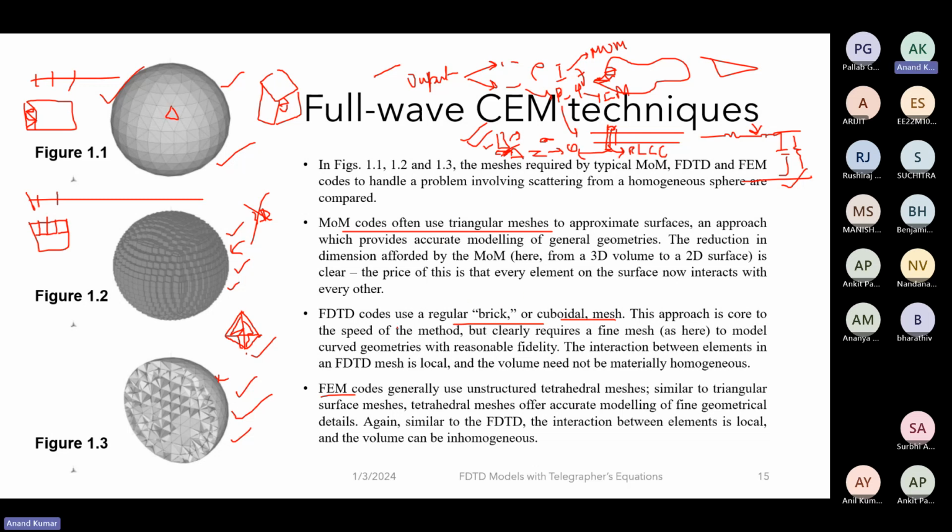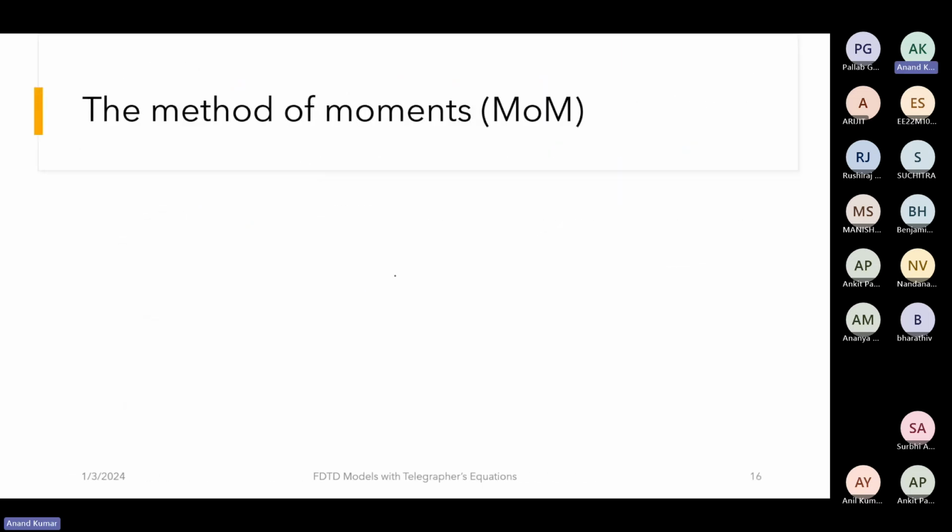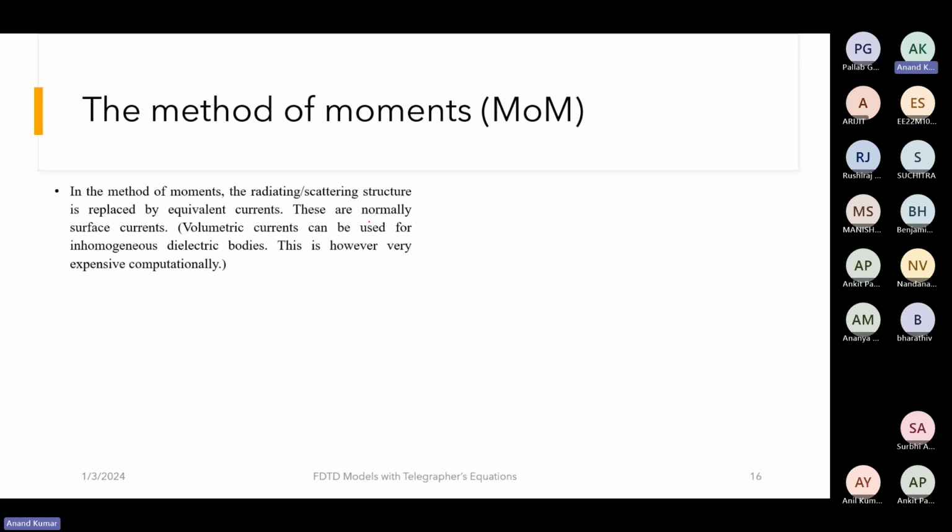Okay, so we'll proceed with the method of moments, some discussion on it. And since we have a lot of slides to cover, we'll move a little quickly. So in the method of moments, the radiating or scattering structure is replaced by equivalent currents, and these are normally surface currents. So we have been discussing that when we are trying to solve a problem with the method of moments, we discretize only the surface and not the volume.